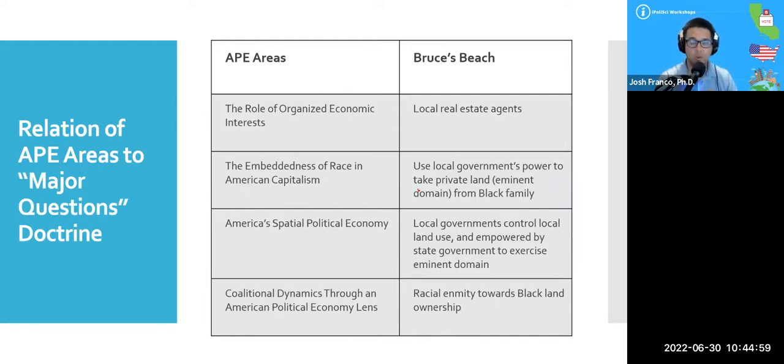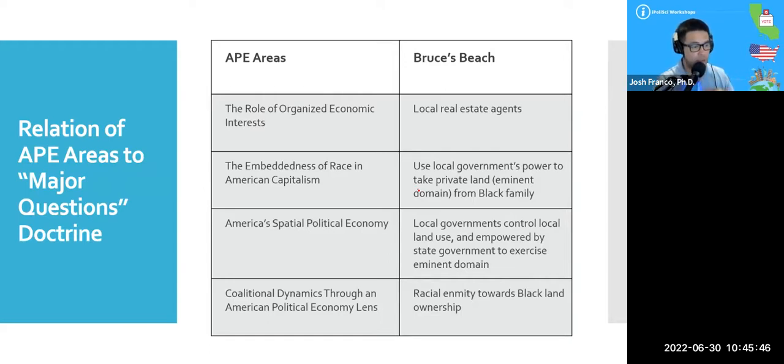And the local level is typically overlooked in American politics in general, but using the American political economy, or the APE framework, we start to see that these broader trends that are observed, like the wealth gap between African Americans and white individuals or families, isn't just something that appeared overnight. This was built over time, and I would say the tragic beginning of the story of the Bruce's Beach takings and now the returning of it demonstrates how the spatial political economy isn't just exercised by the federal government, but it's exercised by local governments as well.